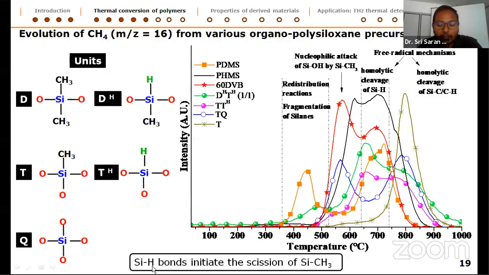And we can see the SiH bonds, they actually initiate the scission. So the SiH, if it's still present, then it makes the cutting of the silicon and methyl, and it forms the structure of Si-O-Si. So by playing with the composition of SiH bonds, we are able to obtain the residues of different carbon content. That is the main message that I want to convey to you.